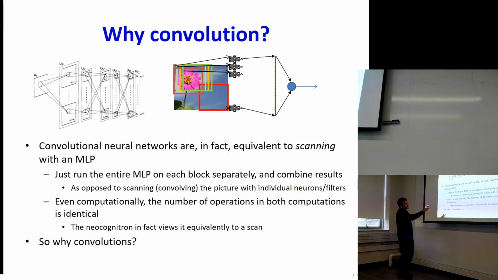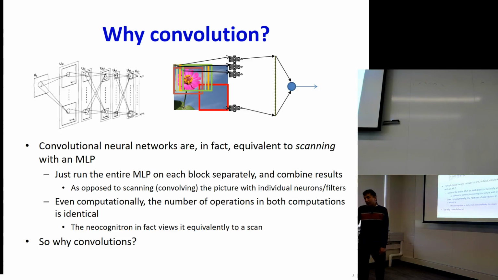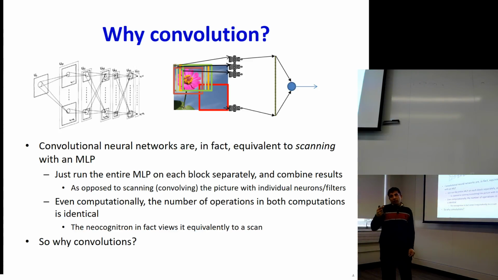So you could just run the entire MLP on each block separately and combine the results. Now, even computationally speaking, performing this convolution and simply scanning the entire image with an MLP perform exactly the same number of computations. There's really no difference. The number of additions you perform is the same. The number of multiplications you perform is the same. The number of times you compute the activation function is also the same. So it doesn't really matter which way you think about it.